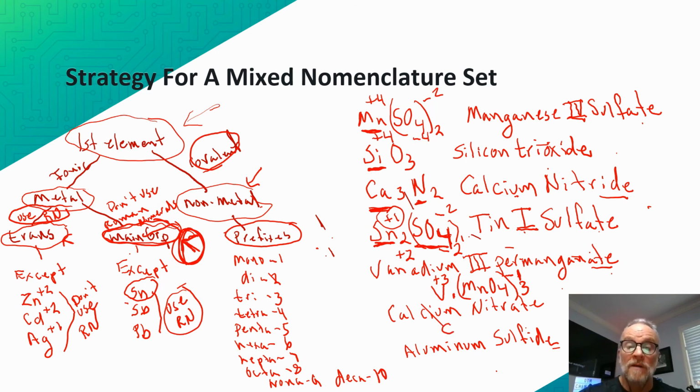So calcium nitrate. Nitrate's -1, calcium's +2. So you write the symbols and you crisscross them. Aluminum sulfide. Okay, tricky, right? IDE, so you know it's a single element. So aluminum is +3, sulfur is -2.